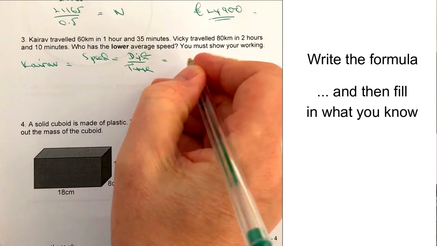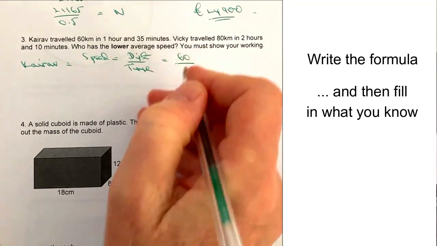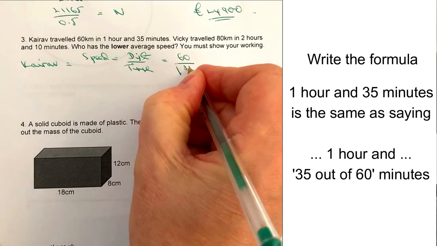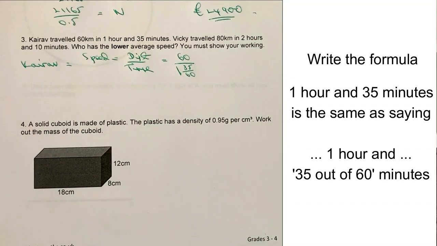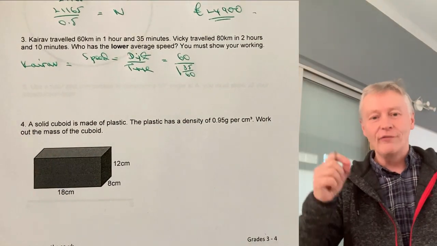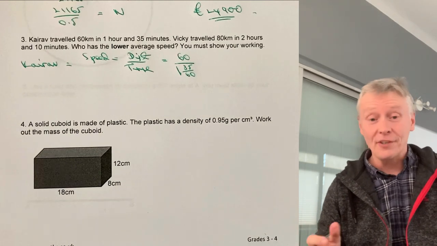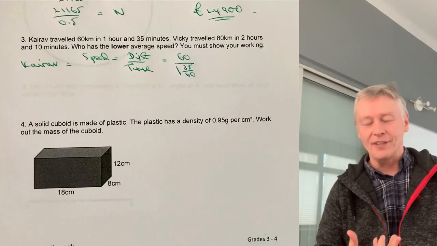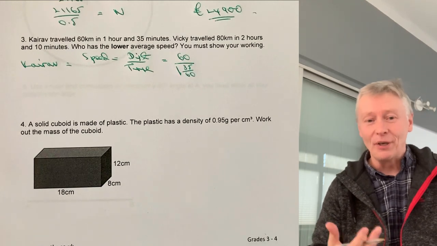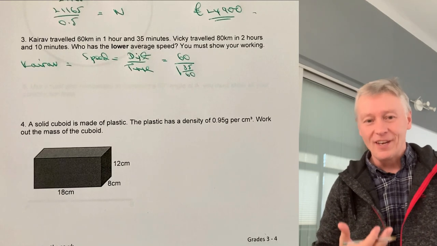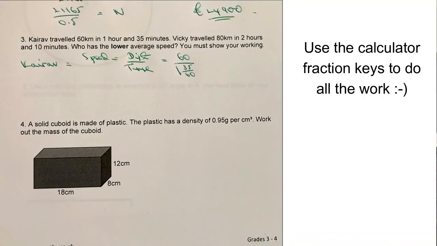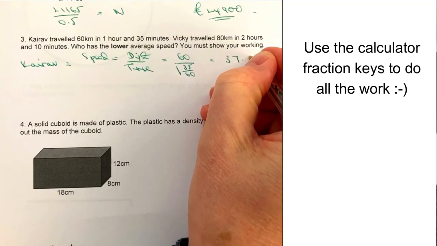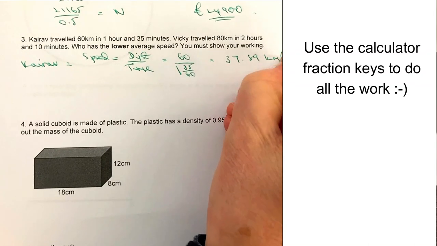Okay, so we can now feed some information into it. So we're saying he does a distance of 60 kilometers and he does it in 1 hour and 35 minutes. The way I'd write that is one whole hour and then 35 over 60, because remember that we need to convert that 35 minutes into hours. So it's the same as saying 35 over 60. And because this is a calculator question, then we can just use the buttons on the calculator to be able to work it out. Okay, so therefore, when I plug all of this into the calculator, I'm going to get Kairav's average speed of 37.89 kilometers per hour.